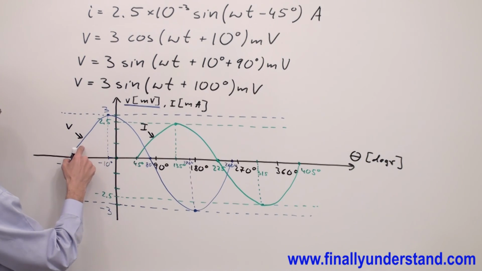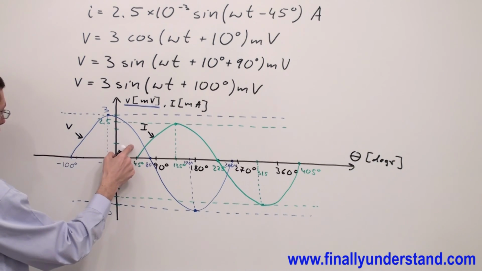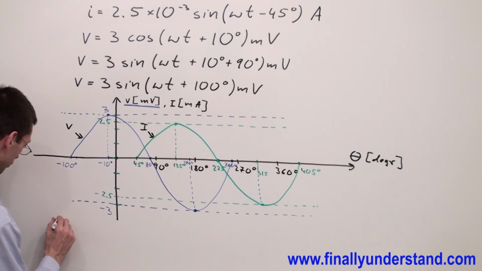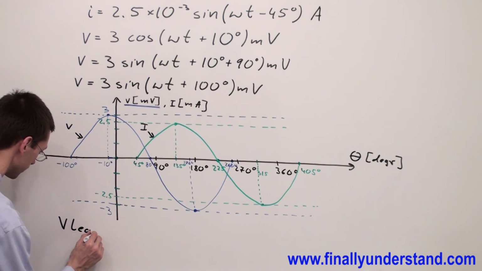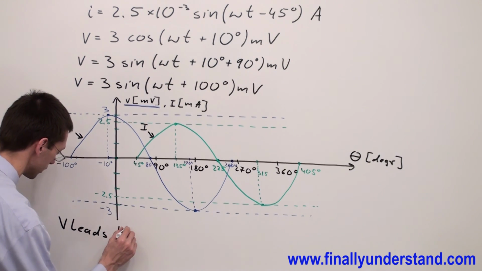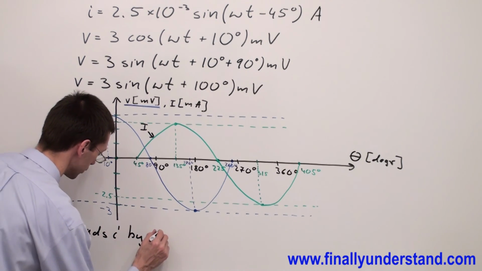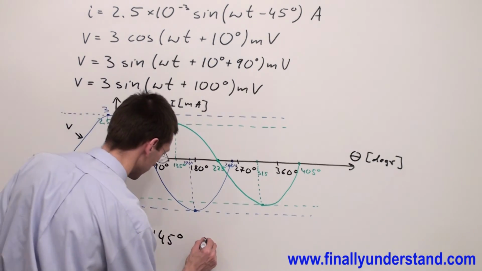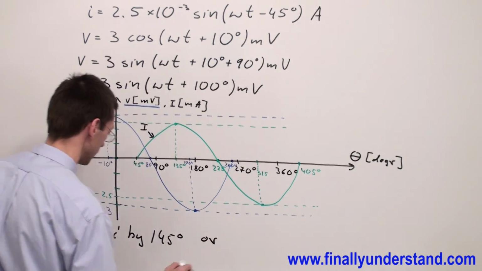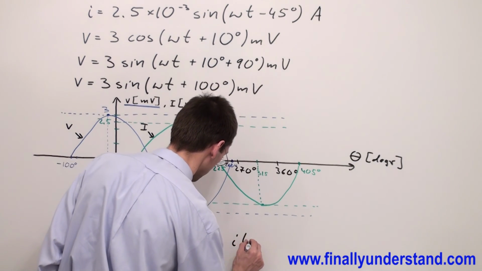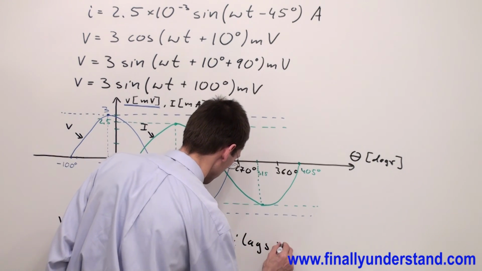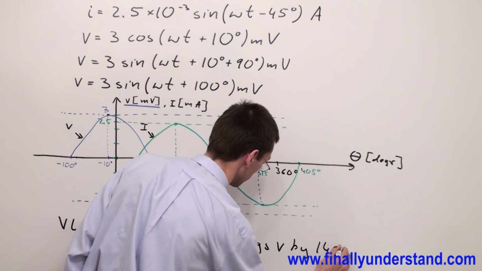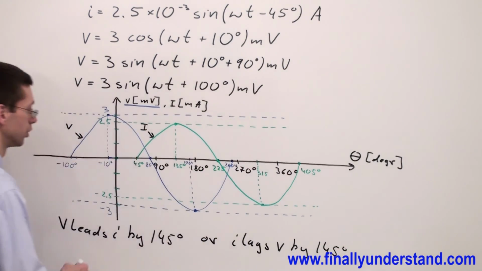Please notice that your voltage is leading your current by 145 degrees. That's why you're supposed to write that voltage leads current by 145 degrees. Or I'm supposed to say current lags voltage by 145 degrees. And this is the final answer to my problem.